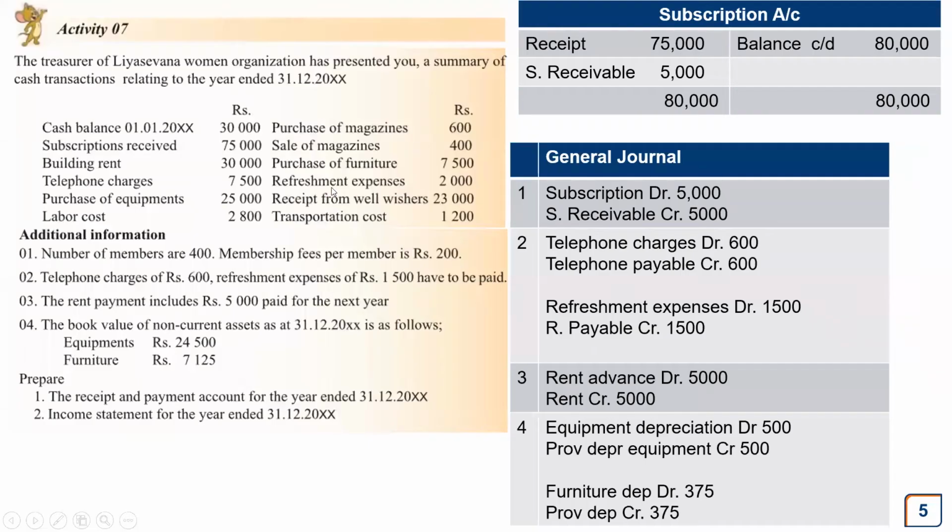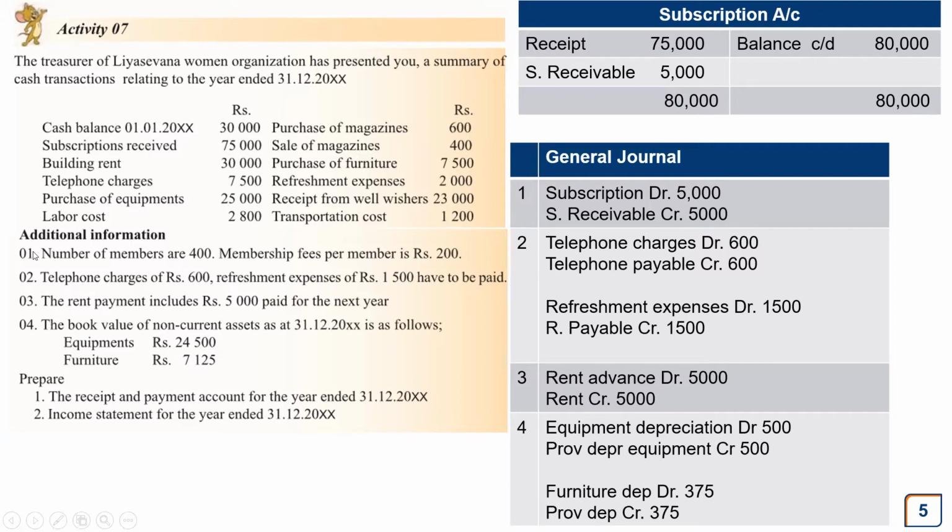So this is your activity number 7. It is the only activity where you have to prepare the receipts and payments account as well as the income statement. There is a set of additional information given, so I'm doing this activity with you. These are the set of transactions. Before going to the transactions, let's first consider the additional information.